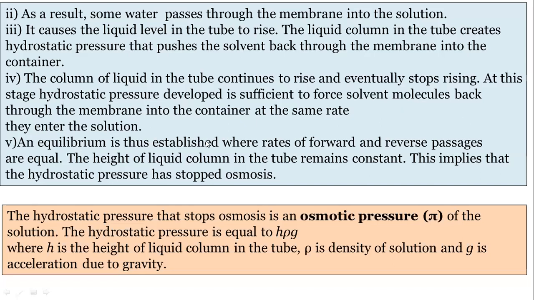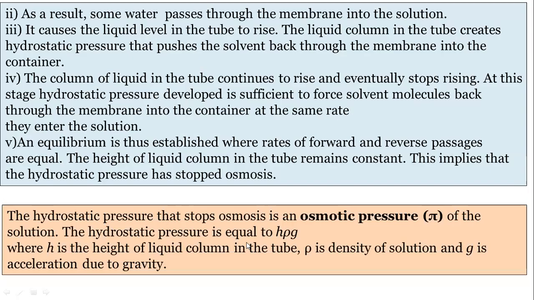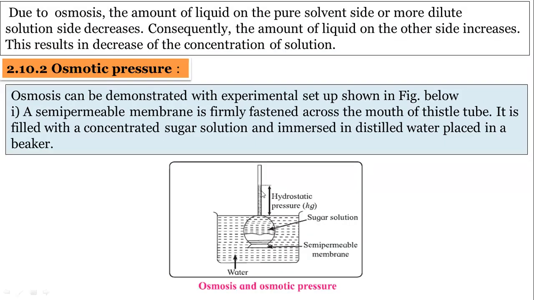So when the equilibrium is established, the rate of forward reaction and the rate of reverse reaction will be equal. Meaning the rate of entering of water into the thistle tube and the rate of pushing back the solvent molecules into the container due to the hydrostatic pressure will be the same. So at equilibrium, the height of the liquid column in the tube remains constant. There will be no increase or decrease in the level of the sugar solution. It will remain constant due to this hydrostatic pressure.